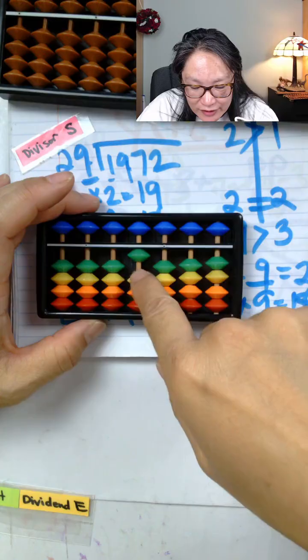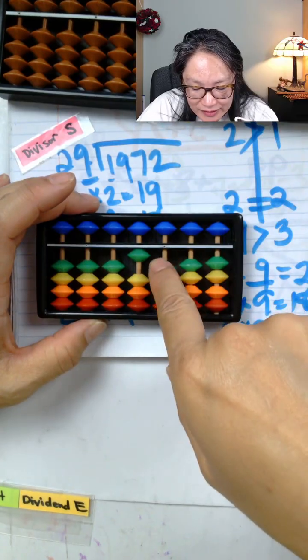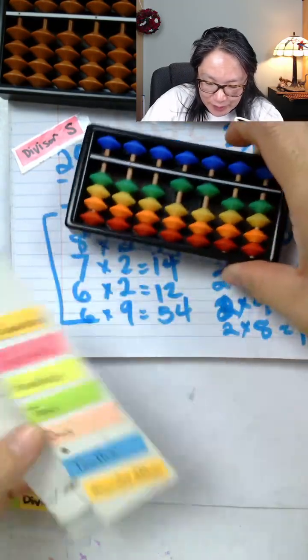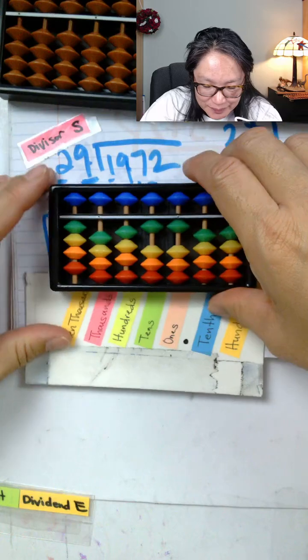So after 10, right, a 1 and a 0, we have 11. So how do I know my numbers? Well, I know my numbers because every column has a place value.